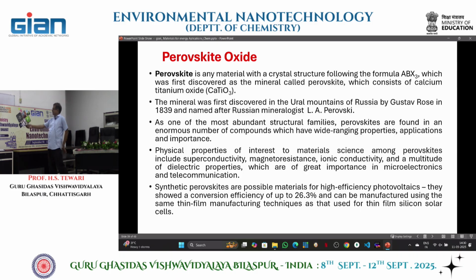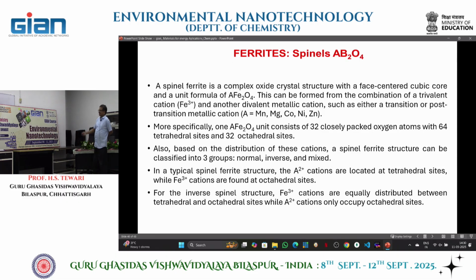These physical properties are of interest to materials science among the perovskites, including superconductors. These are the different uses. When they are used in solar cells, you get efficiency of more than 26%. This is again about ferrites, what I have told you. A is divalent, which can be magnesium, manganese, cobalt, zinc, nickel, all these things.